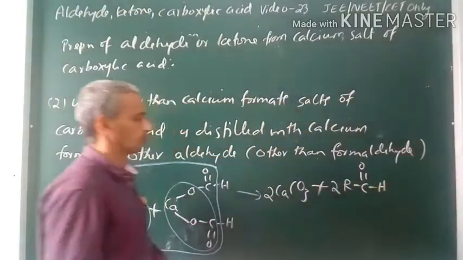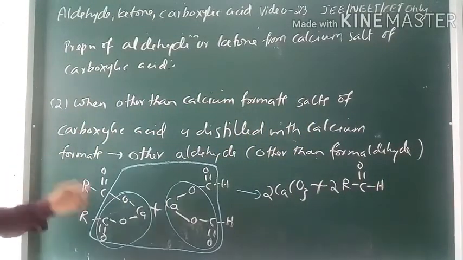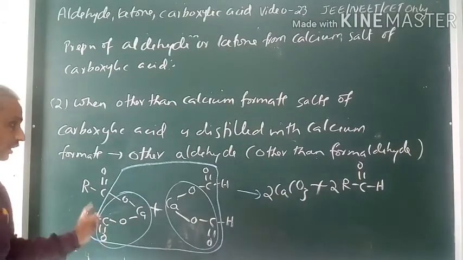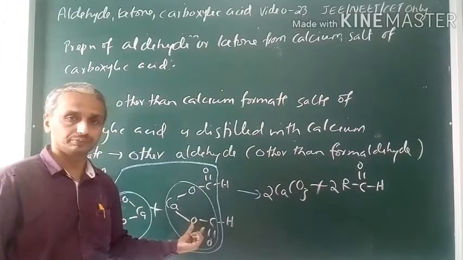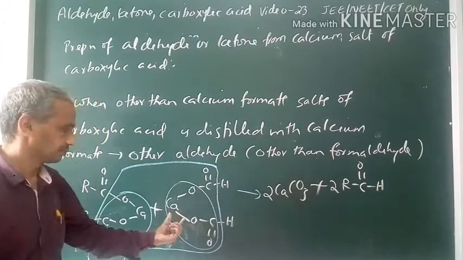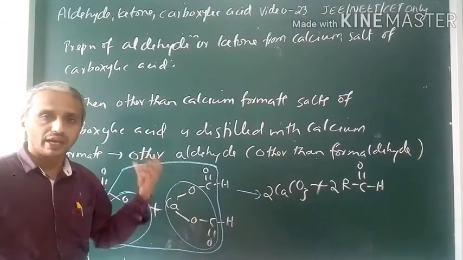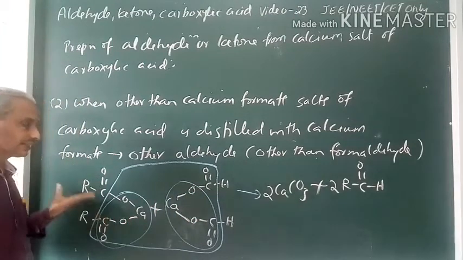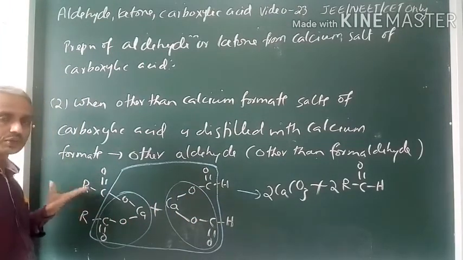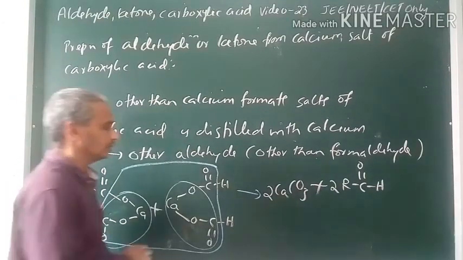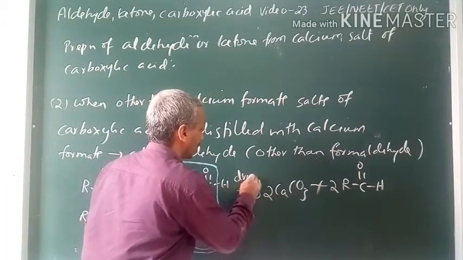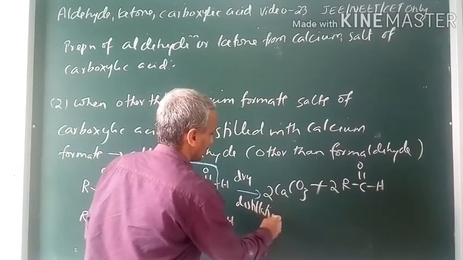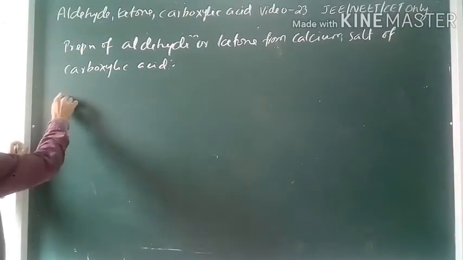Calcium salt of formic acid and calcium salt of the other carboxylic acid should be taken and subjected to dry distillation. I am going to get aldehyde.